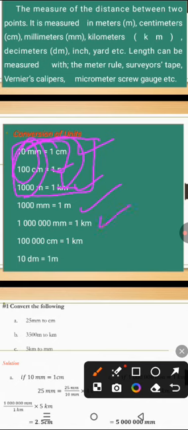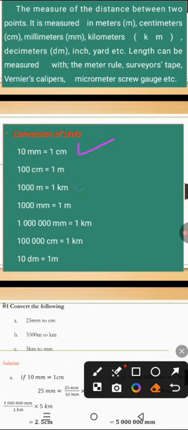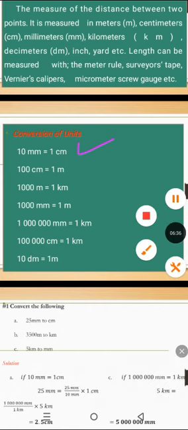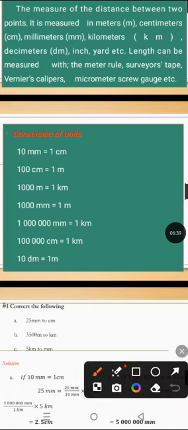You can also move from centimeter, instead of meter to kilometer, you can move from centimeter straight to kilometer. So you have to multiply 100 by 1,000. That will give you 100,000. So 100,000 centimeters equals 1 kilometer.